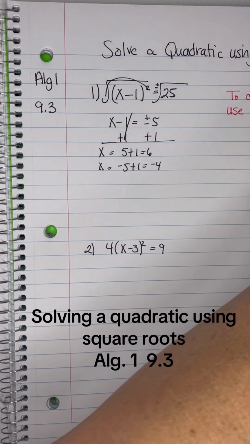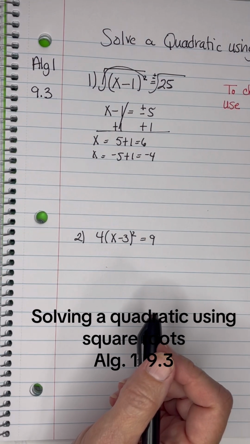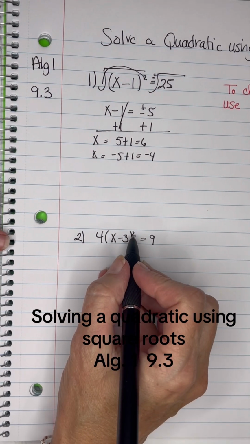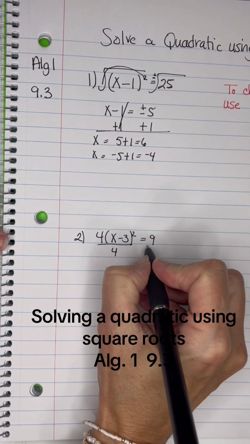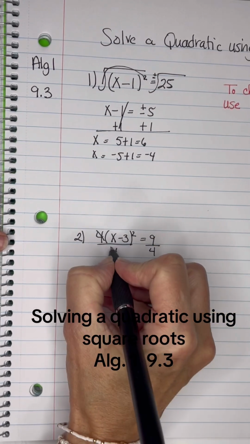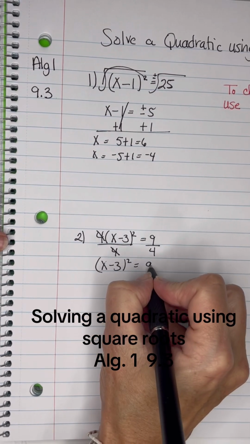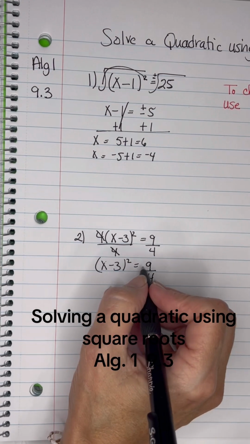Okay, let's look at another one. On this problem right here, hold on just a second. What we want to do is get this x freed from the square, but I'm going to have to divide by 4 first. Divide both sides by 4. The 4's cancel, and I have (x - 3)² equals a fraction. And that's okay because they're both perfect squares, so that's not even going to make a hard fraction.